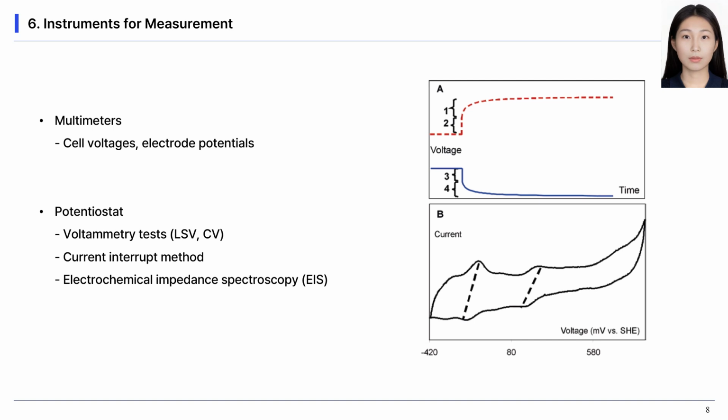By momentarily interrupting the current flow, researchers can analyze the resulting voltage drop. Immediate changes in voltage reflect ohmic losses, while slower changes correspond to activation losses. Electrochemical impedance spectroscopy is a more advanced technique that evaluates the dynamic properties of the system. By applying a small alternating current and measuring the system's response, researchers can identify resistance, capacitance, and other factors affecting performance. These tools and techniques are critical for diagnosing problems, optimizing designs, and improving the overall efficiency of microbial fuel cells.